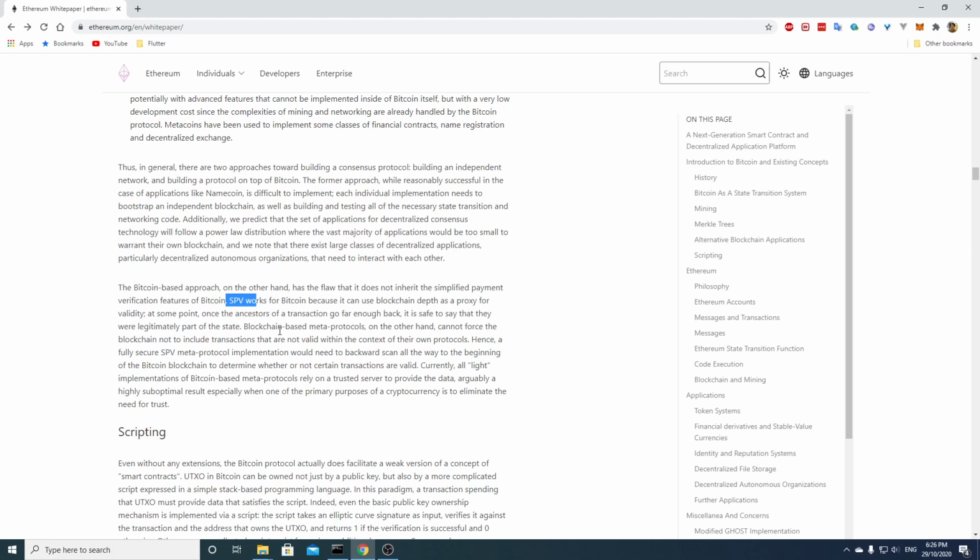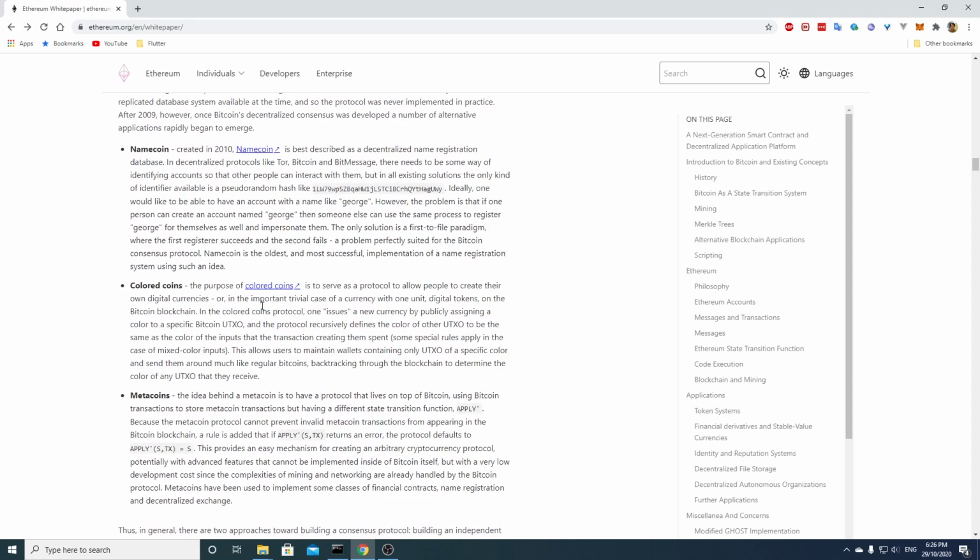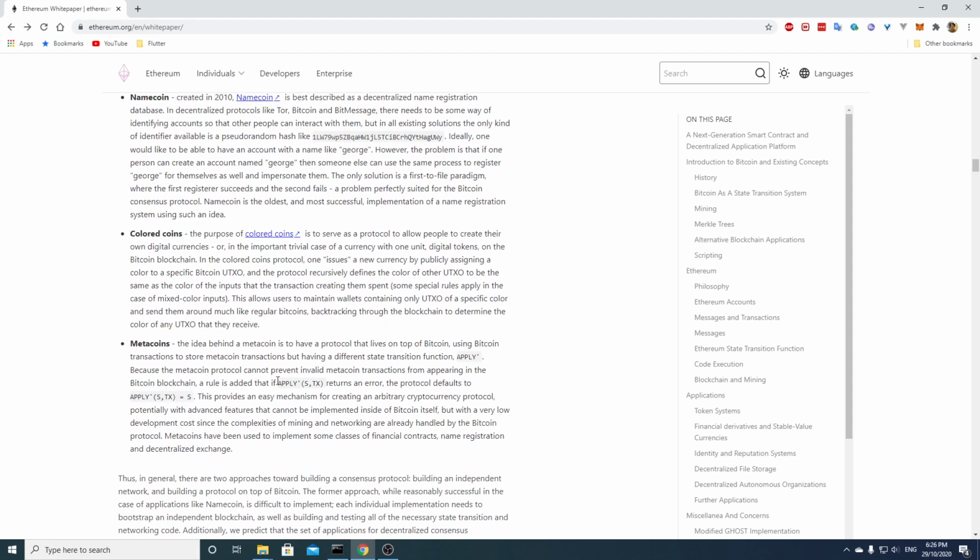So a blockchain meta protocol, on the other hand, cannot force a blockchain not to include transactions that are not valid within the context of their own protocol. Well, I guess here I don't exactly understand what they mean, but what I'm guessing is that he's saying that, as we saw earlier, with the meta protocol you cannot say that the transaction has to be reverted. So you will accept the transaction.